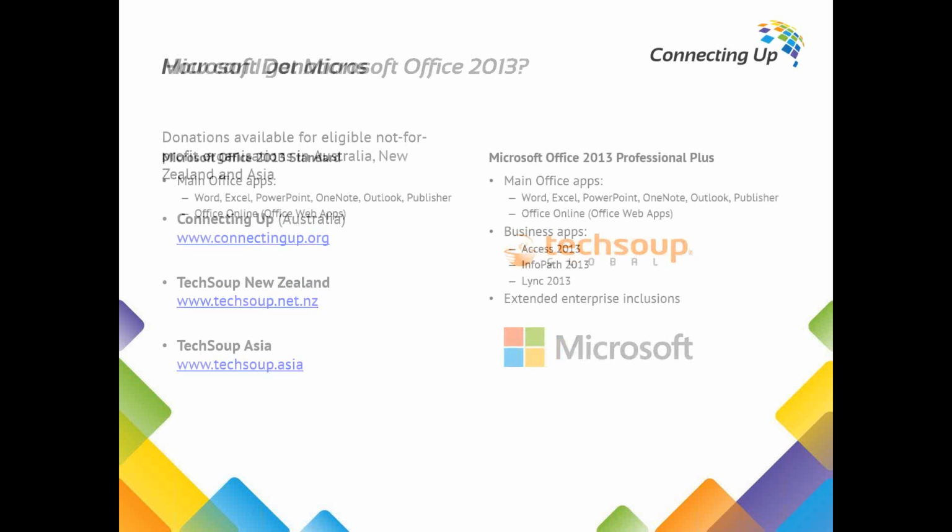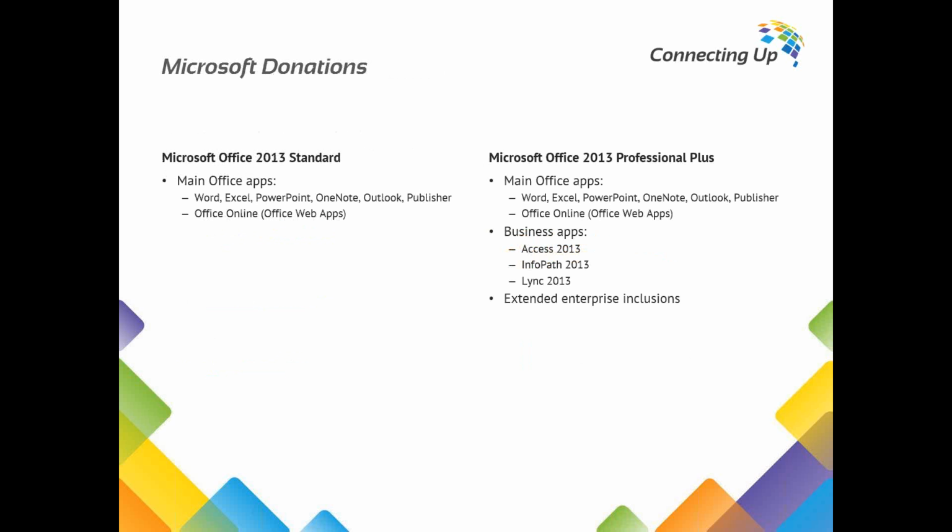make those donations happen. So we have 2 versions that are available through Connecting Up. One is Microsoft Office 2013 Standard, which is your basic apps, and it's only a very small cost of retail, so we do charge a small administration fee just to keep ourselves sustainable, but also to cover the costs of administration and our customer support team and to help the process keep happening. So it's only a small percentage of your retail fee, but you can access Standard, or for a few dollars more you can get Professional Plus, which has a lot of additional features.